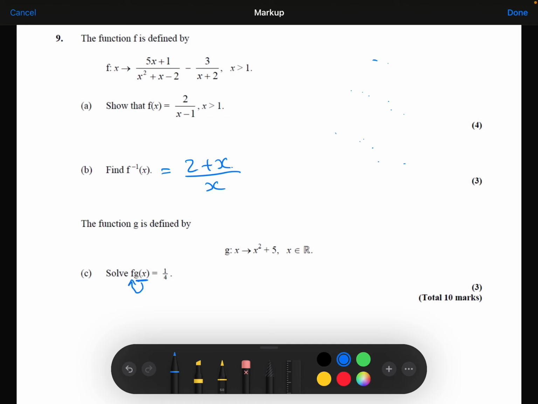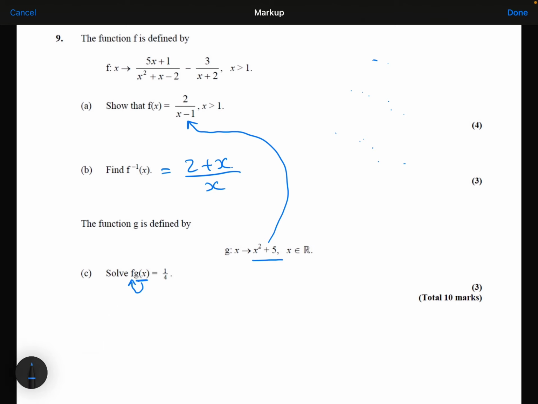So let me do that. Let me take the g function here and substitute it into the f function here. So that's going to give me 2 over the g function's been substituted in, minus the 1. So I've just taken this g function and substituted it in instead of the x there. And we're told that's equal to 1/4.